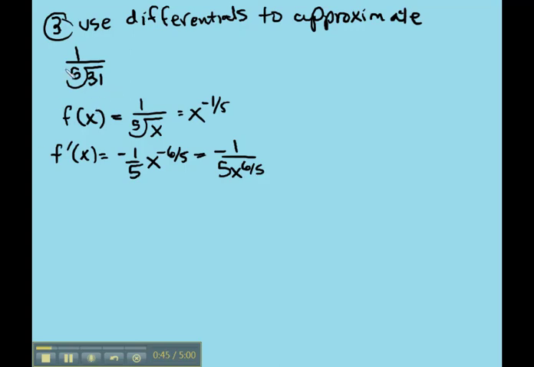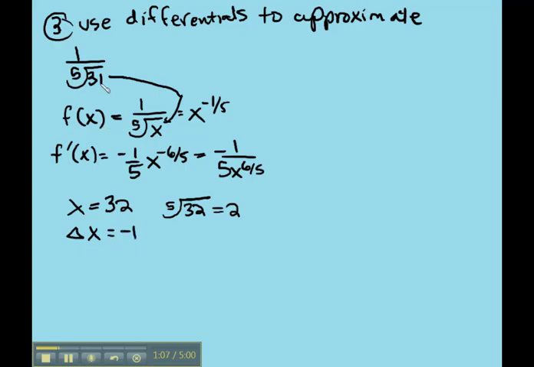Now I need to substitute a number into this function that would be easy to take the 5th root of, but that is close to 31. So how about 32? Because the 5th root of 32 is actually 2, alright? So that's an easy one. And then we need delta x, which is negative 1, because 32 minus 1 is 31, alright? So x plus delta x is 32 plus a negative 1, which is 31.